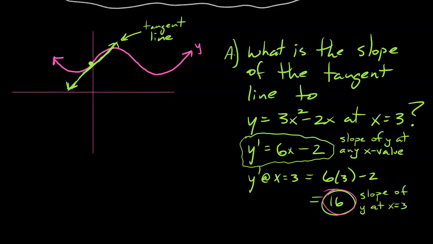The slope of the tangent line shows the slope at that location. So when this question says, what is the slope of the tangent line? That is just saying, what is the slope of the function at x equals 3? And then the derivative is the slope of the function at x equals 3. So this is the answer, and this is done.